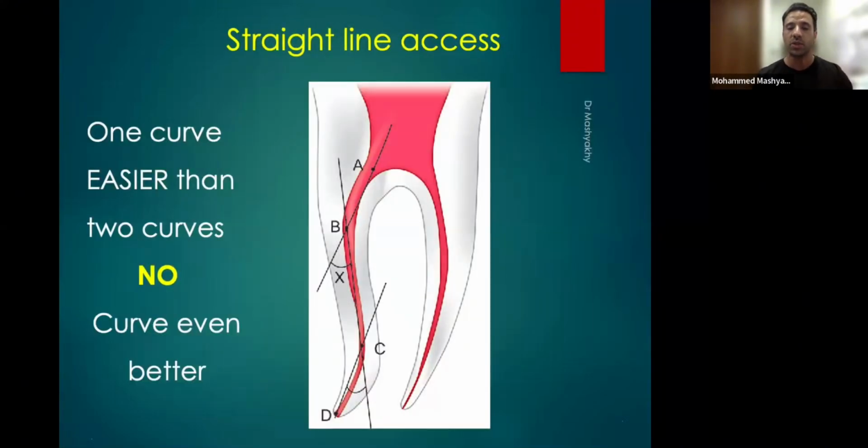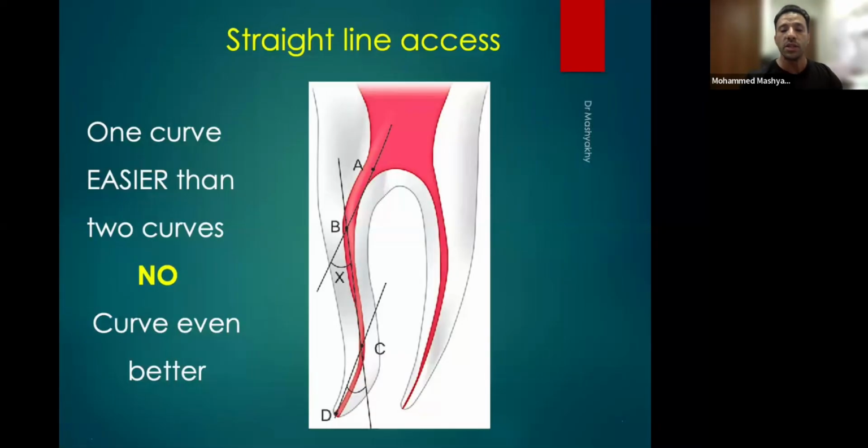Here, what I mean by straight line access. After you get access to the pulp chamber, the first 3 millimeters from the orifice of the canal to the middle of the root is a very critical area. So always try to make it straight. Whenever there are two curves, you have to get rid of the first one.